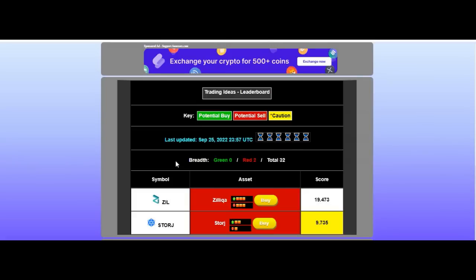Something I didn't mention in the above videos is our market breadth. And this is the breadth for all of the crypto that we're tracking right now, which is 32. We had to remove some until I find another source for that data. And the breadth is what's positive, what's green in our ideas, and red is what's negative in our ideas.